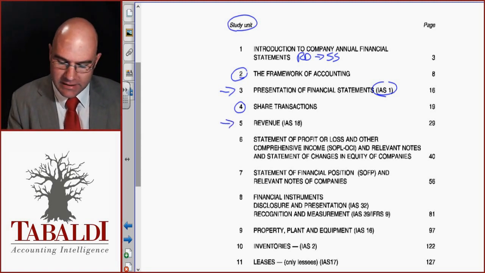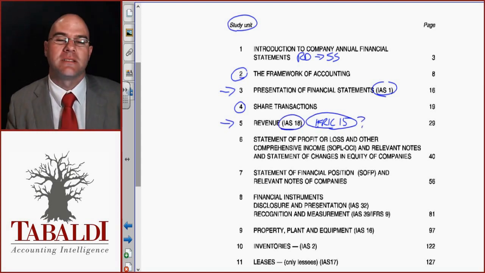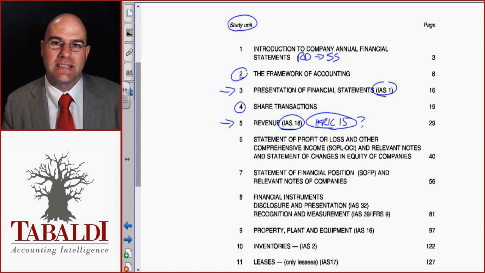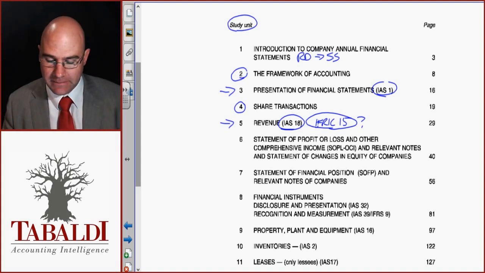Then revenue. Yes, there's a new standard out called IFRS 15. I doubt that we will see any change in the syllabus this semester, so we will cover what UNISA has put out in front of you, IAS 18. Revenue, remember, it's income, but it's going to be defined as income from operating activities, basically.